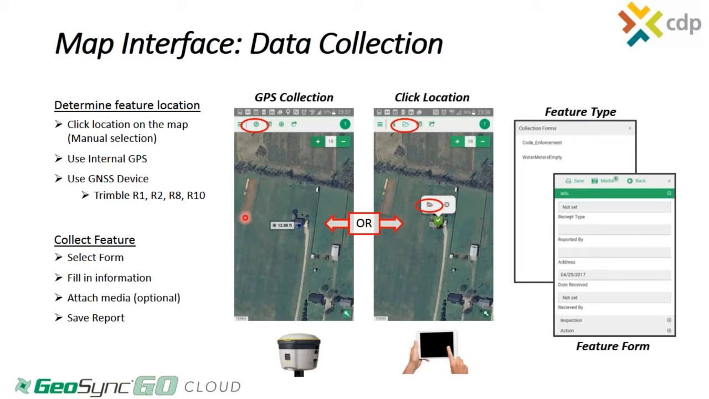So now on data collection, we looked at the basic tools, how to get around the map, how to identify things. Now we want to utilize the ability to collect data with our map. The first thing you need to do to collect data is determine the location of the feature you're collecting. Two ways to do that. If you're not utilizing GPS, you can simply click on the location on the map.